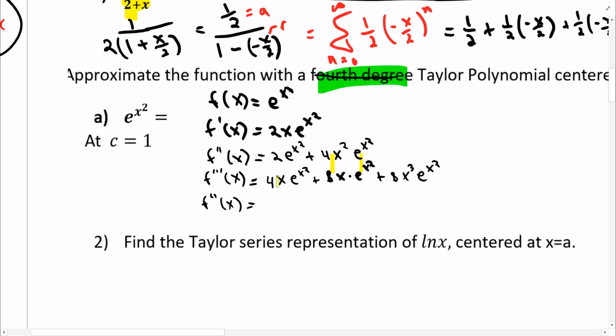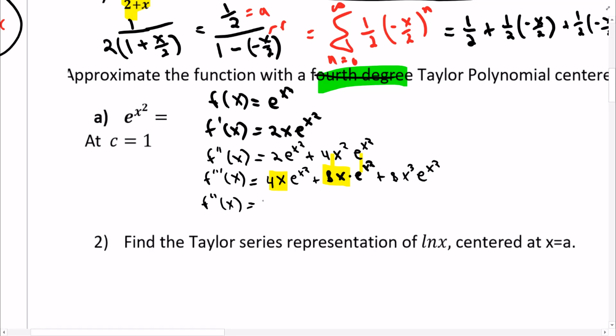I guess let's clean this up a little bit before we do it. 4x and 8x here, these are actually like terms, right? Because they have the same exponents for the same variables, so we can actually add them. If we added these two, we'd be getting 12x, right? So I don't really want to write that down because I don't have that much space. So let's just remember we have 12x times e to the x squared.